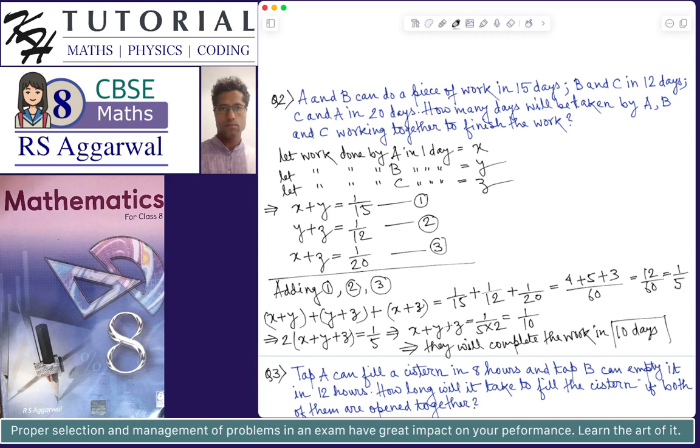They will complete the work in 10 days. Since in one day, the amount of work done by A, B and C is 1 by 10, from here we can say that the total work will be completed in 10 days. Now as I am solving, I will quickly check whether my answers are coming correct or not.